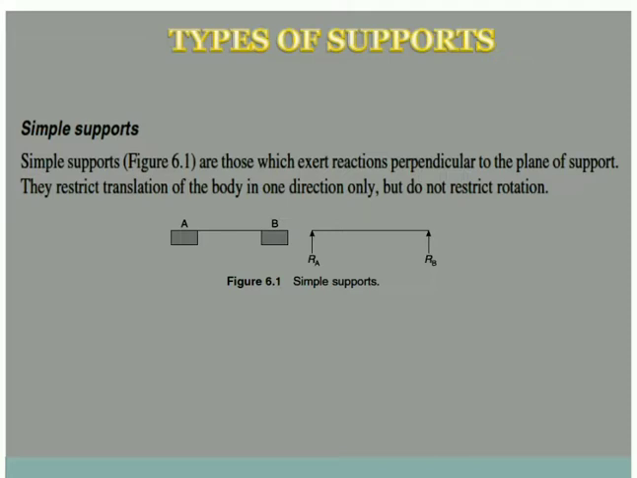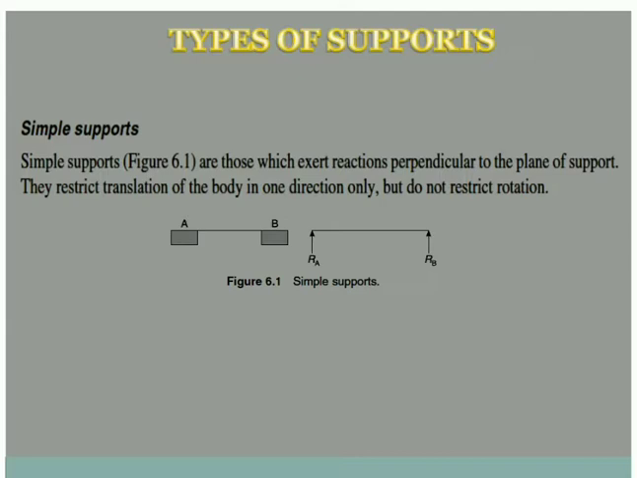A vertical reaction only will we get for the simple support. Okay, so what is a simple support? It is a support in which we get a reaction perpendicular to the plane of the support. Now, if you are able to see here, RA and RB are the reactions which are developed perpendicular to the support. It will not have HA.